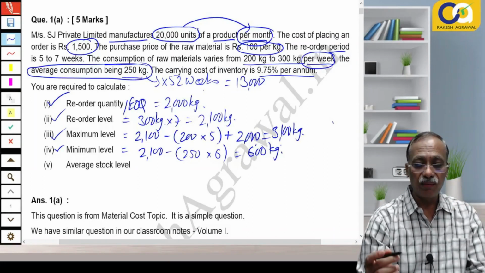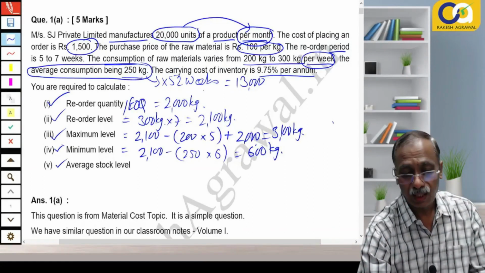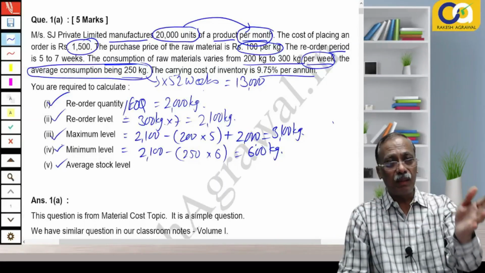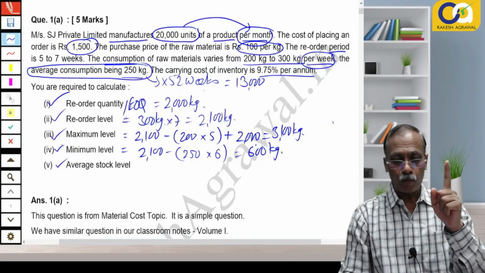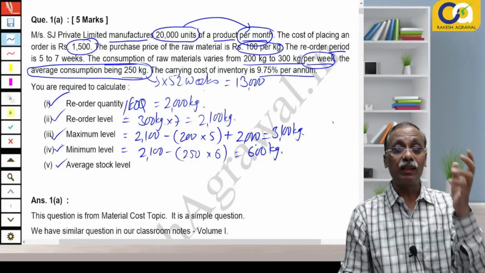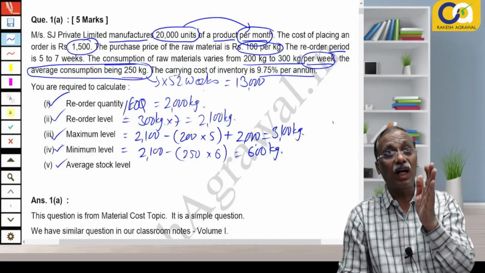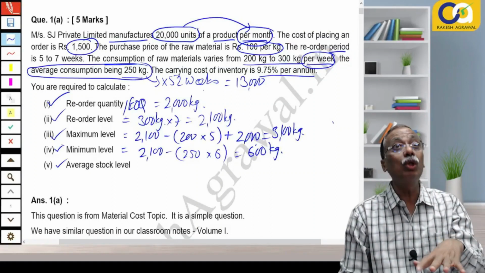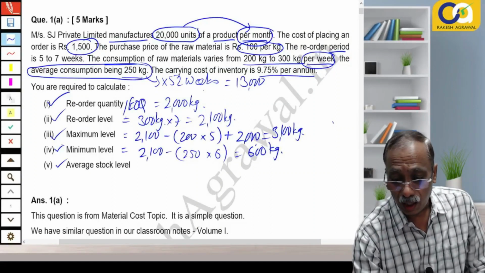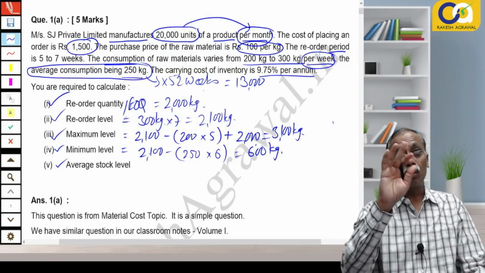And average stock level has two formulas. Average stock level can be calculated as minimum level plus maximum level divided by 2. So you'll get one answer. And one more answer you can write as minimum level plus half of EOQ. Always write two answers on the safer side.